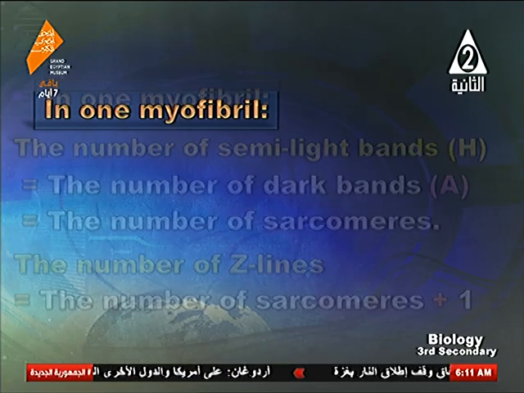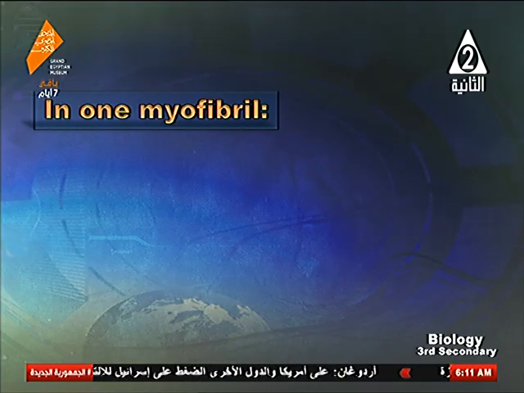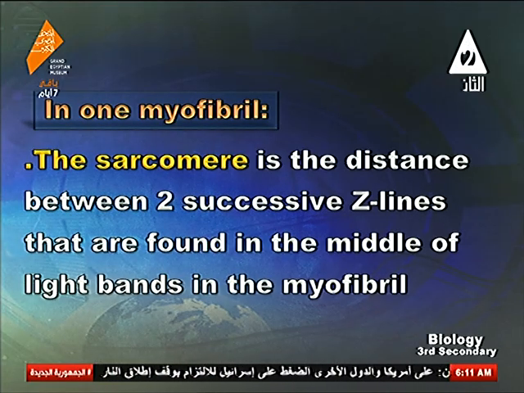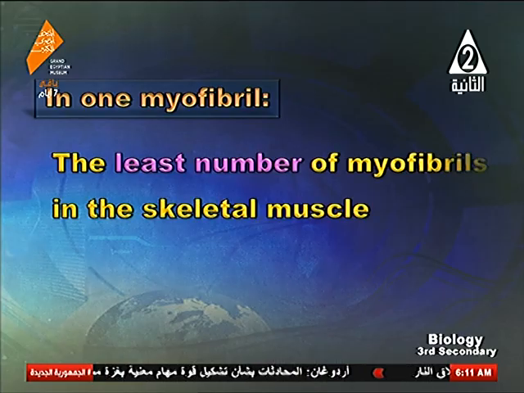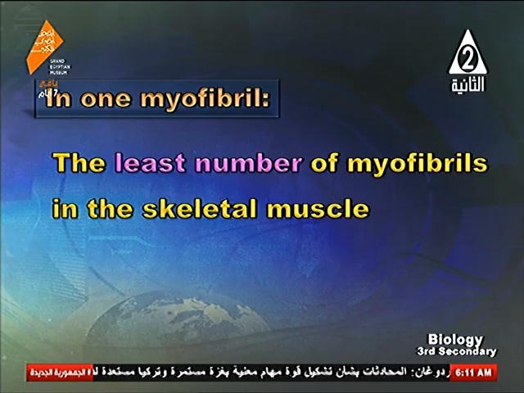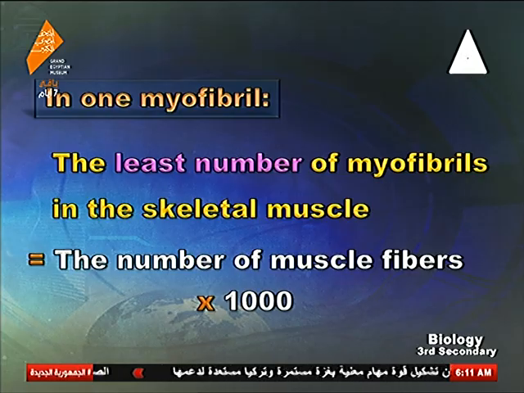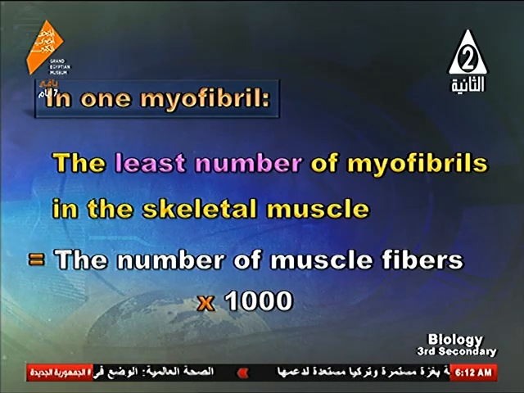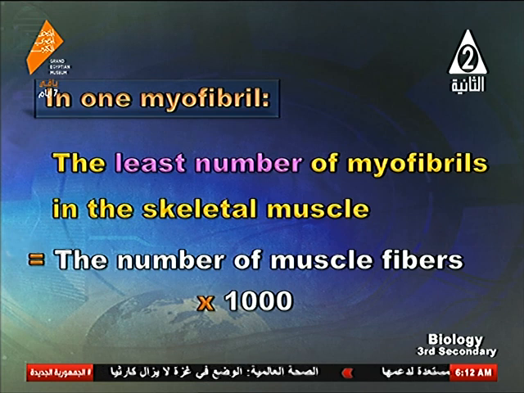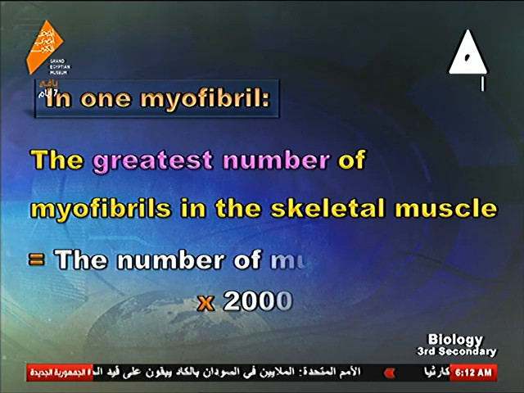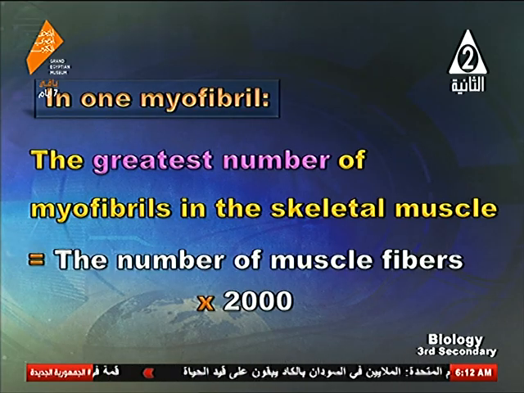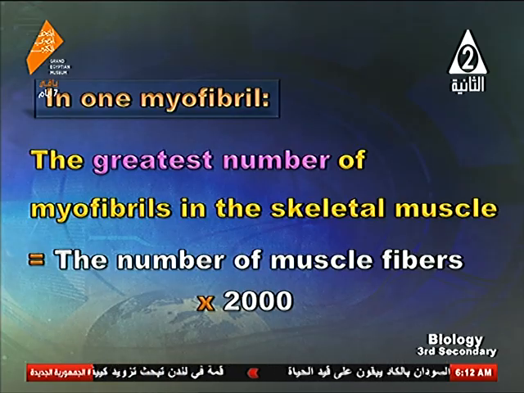Before studying muscle contraction, remember that the sarcomere is the distance between two successive Z lines that are found in the middle of the light bands in the myofibril. Also, the least number of myofibrils in the skeletal muscle equals the number of muscle fibers multiplied by 1000, because we said that the myofibrils range from 1000 up to 2000. The greatest number of myofibrils will be the number of muscle fibers multiplied by 2000.